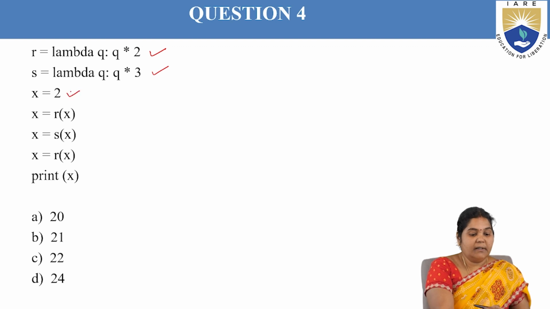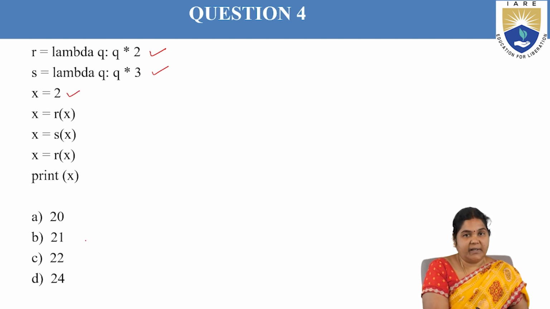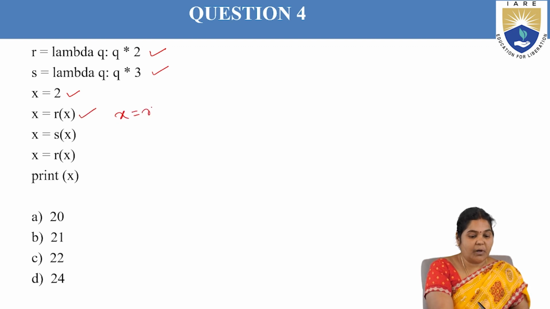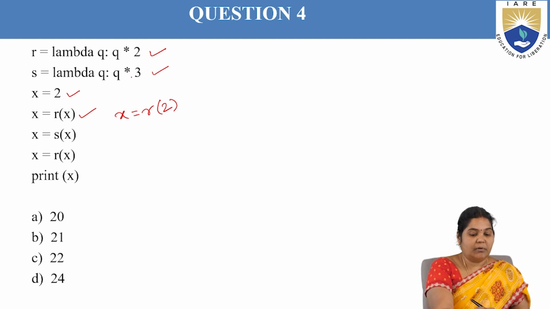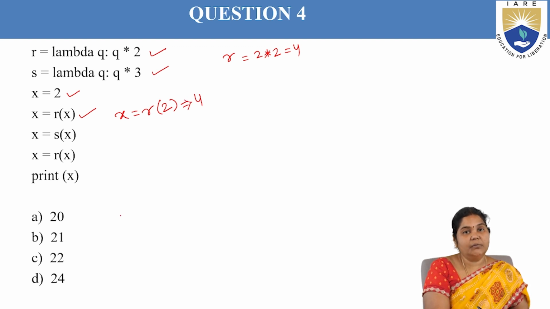Here the initial value of x is equal to 2. Whenever you are calling the function, x is equal to r of, you are passing the value 2. So this function will be called. The value you are passing goes into the lambda function, so it is 2 into 2, which is 4. The function returns the value 4, and so x is updated with the value 4.